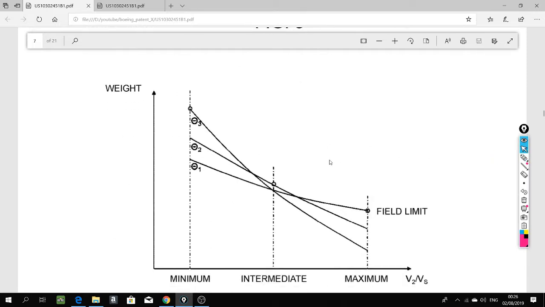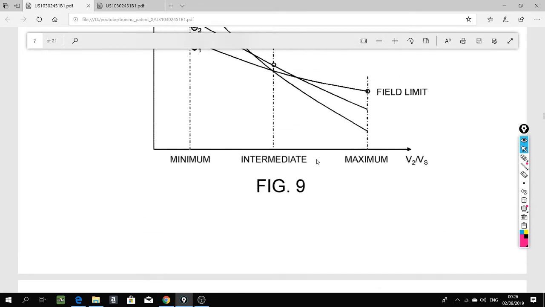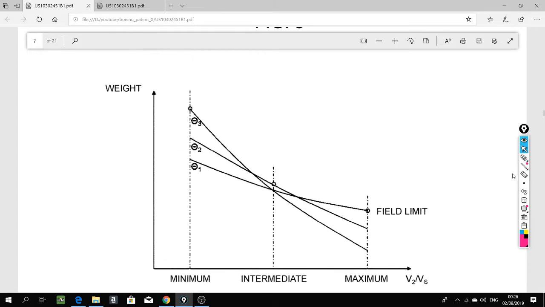So now what we do is we will start combining one graph after another, combining those graphs and trying to see them in the big picture, as to say. So this is the graph again of V2 over Vs versus the takeoff weight of an aircraft, and we are plotting against field limit for different pitch angles.